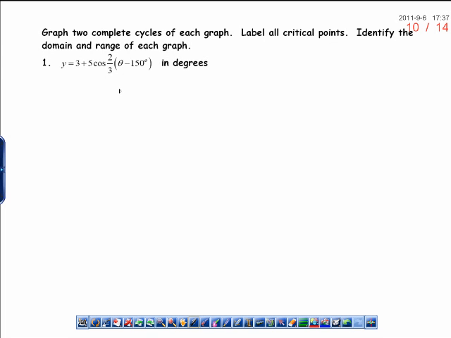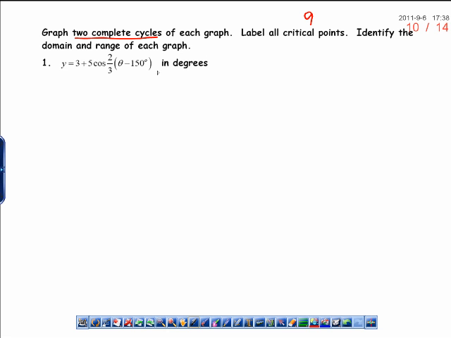Okay, graph 2 complete cycles of each graph, label all the critical points, identify the domain and range of each graph. Okay, so if we're going to make 2 cycles, we actually need to make 9 critical points. Because it would be 8, but we've got a beginning and an end, so that makes an extra one.